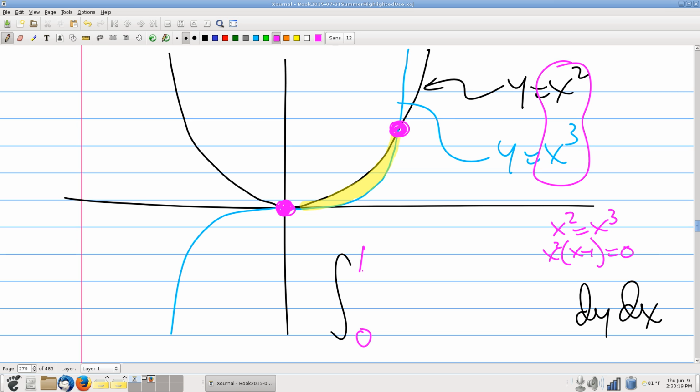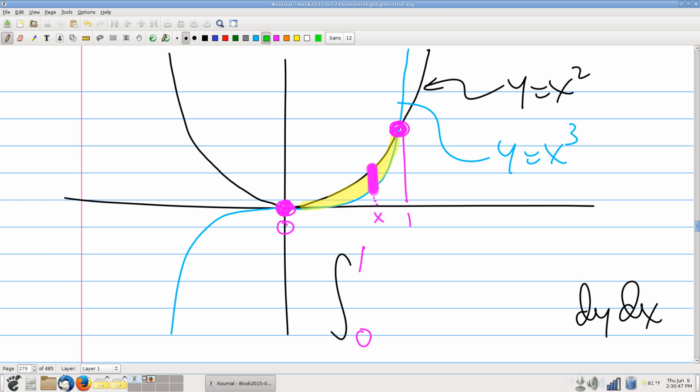Is that cool? Everybody's happy? Now, what about on an x slice? Well, we draw an x slice. Here's that little x slice for some particular value of x. And now I have to think about the range of values for y. I have to decide what's the value of y there, and what's the value of y there.